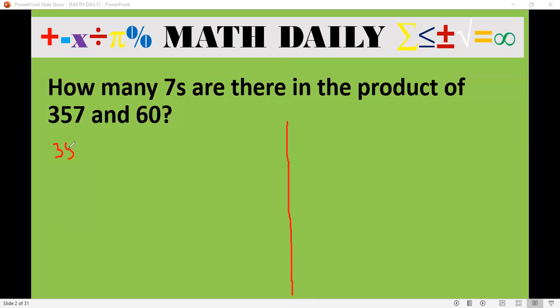Because you need to get the product of these two numbers and then find for how many sevens you can get from this product. So 357 times 60 divided by 7.